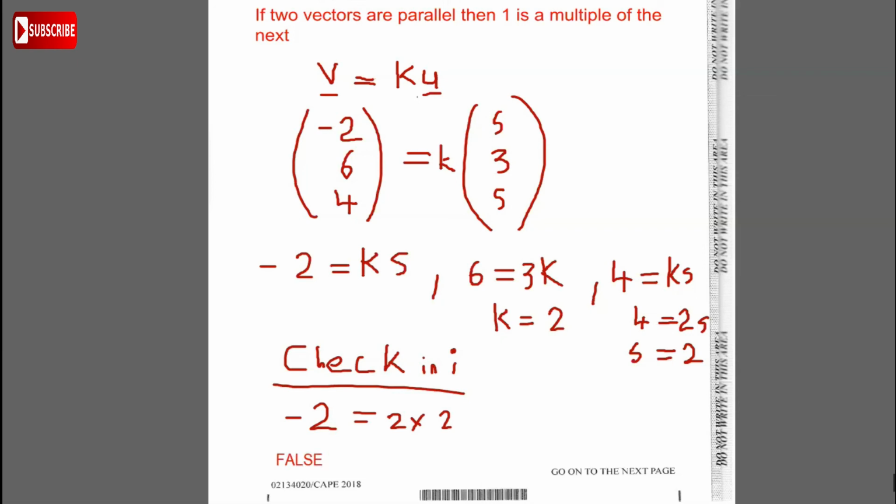So this is false, and so they cannot be a multiple of each other, and hence they are not parallel. That's the easiest way to prove that they are not parallel.